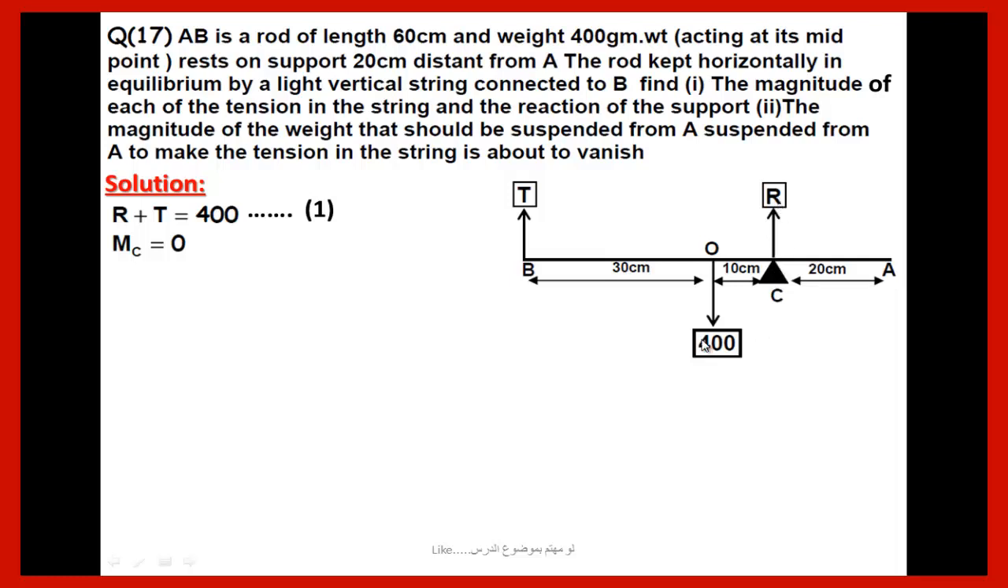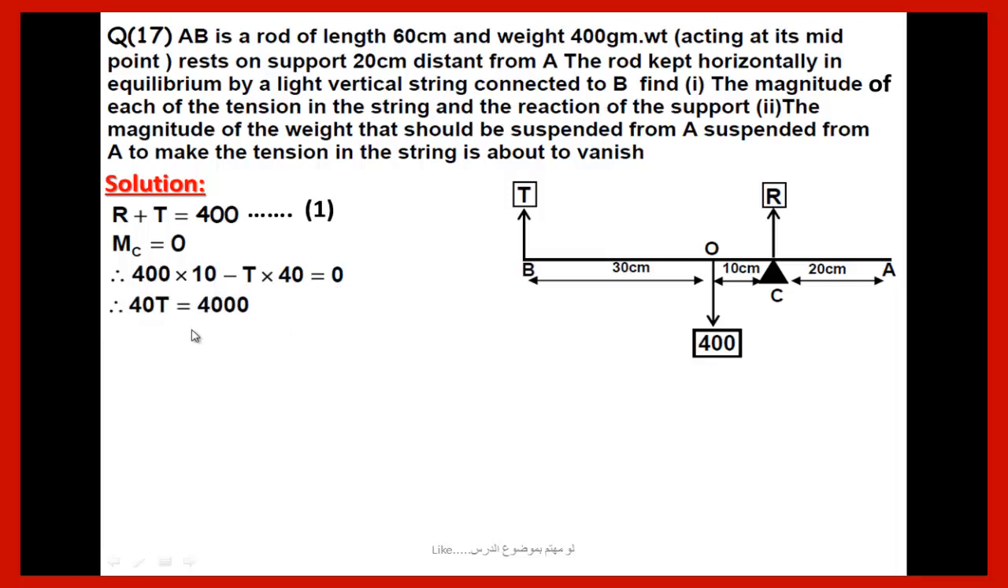And the moment of 400 about C equals positive 400 multiplied by 10. Note that the direction of rotation of the force 400 about C is anti-clockwise, minus T multiply 40. Why minus? Because it is clockwise. The direction of rotation is clockwise about C. So MC equals 0. That means 400 multiply 10 minus T multiply 40 equals 0.